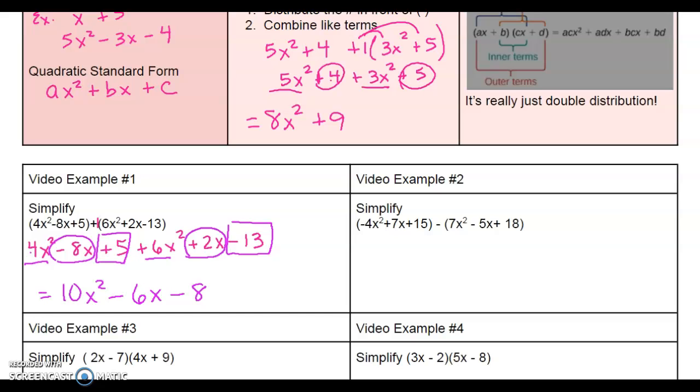Okay. All right, example number 2. Well, the first parenthesis, there's nothing in front, so I really can just get rid of the parentheses and keep everything the same.